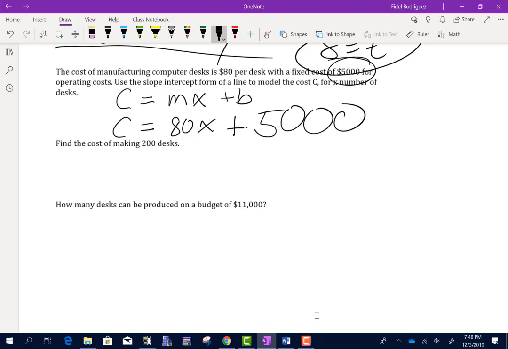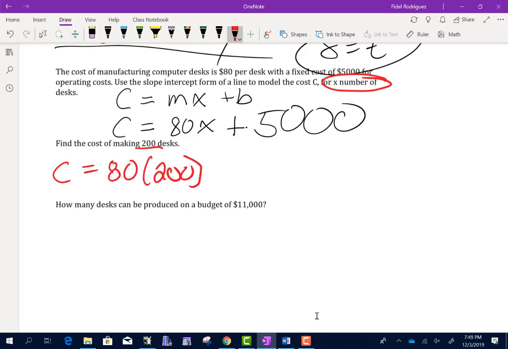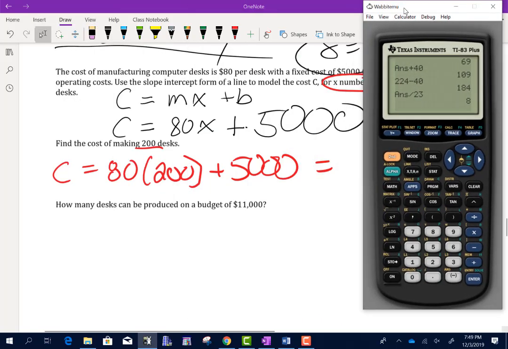Now, look what the next part says. It says, find the cost of making 200 desks. So remember, X, where we go? Tells me right here. Let me just erase that part. Right here, guys. X is the number of desks. So now we're going to make how many of them? 200. So I'm going to take 80 times 200 plus 5,000. Okay. So let's take our calculators, move this over here so everybody can see. 80 times 200, 16,000 plus another 5,000, is that 21,000?